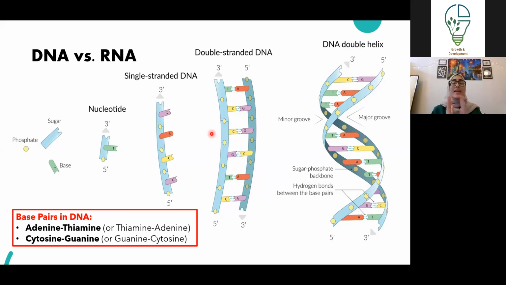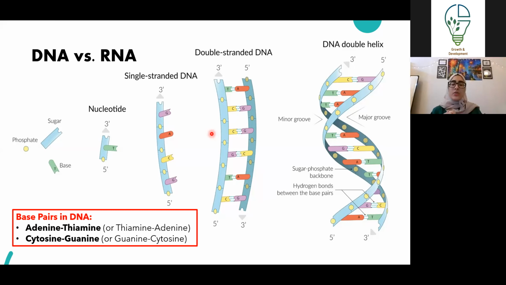Now, that's what I mean when I say these strands are complementary to each other. The first strand complements the second strand because each of the bases on the first strand matches each of the bases on the second strand. They form pairs, and that's why they're called complementary strands, because they complement each other.